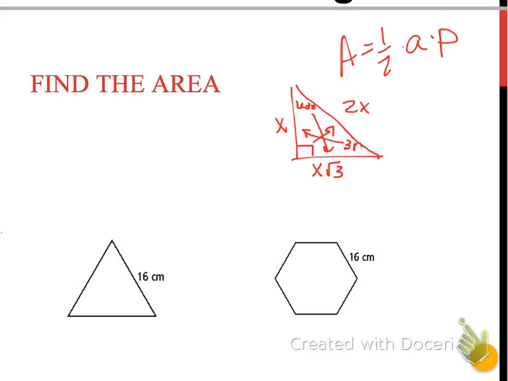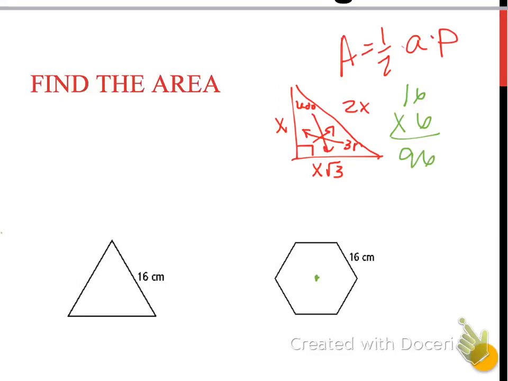So I have that outside piece. I don't have the apothem again, so that's something I'm going to have to find. So we're going to do something similar to the last one. But I do have that outside piece, so I can find my perimeter. So I'm going to take 16 times 6, and we got 96.